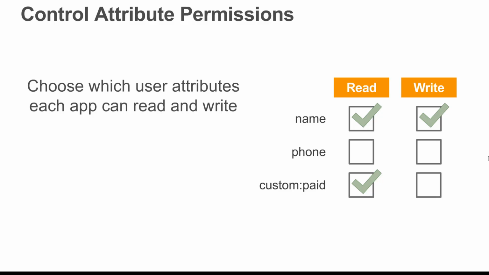because you want changing a user from paid to unpaid, or actually vice versa, unpaid to paid, to be a really highly controlled operation. You don't want the end app to be able to make a change like that. So this gives you the ability to lock down that kind of read and write access for your user attributes.